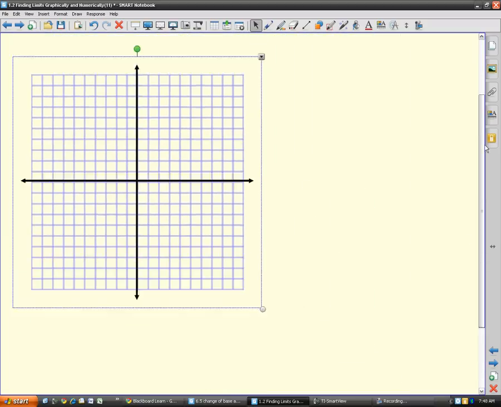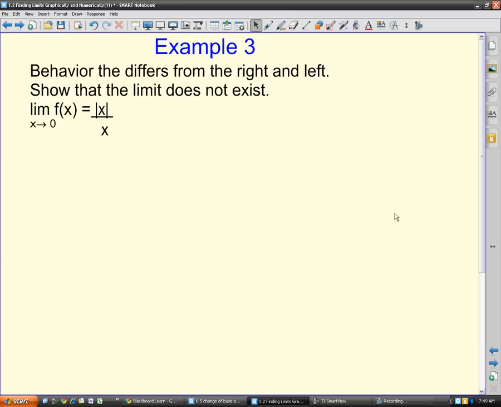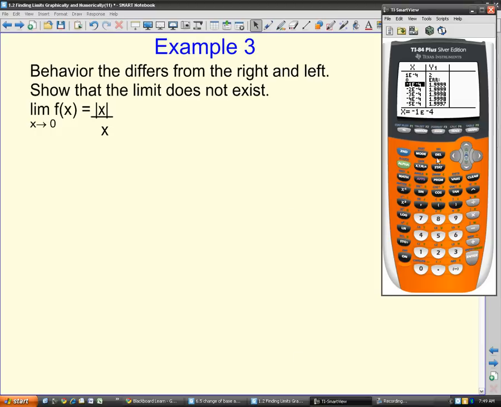I'm actually going to graph it on my graphing calculator. You could graph it by hand if you want. It doesn't really matter, but we're going to graph it on our graphing calculator to see what it looks like, just so we can see what's happening as x approaches 0. It's always a good idea to graph it, because I'm not used to seeing this function very often. When I graph it, I get something that looks like this.